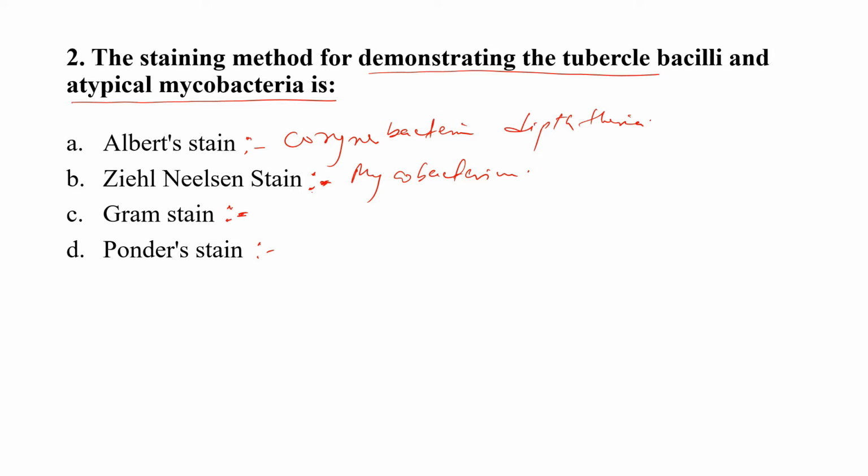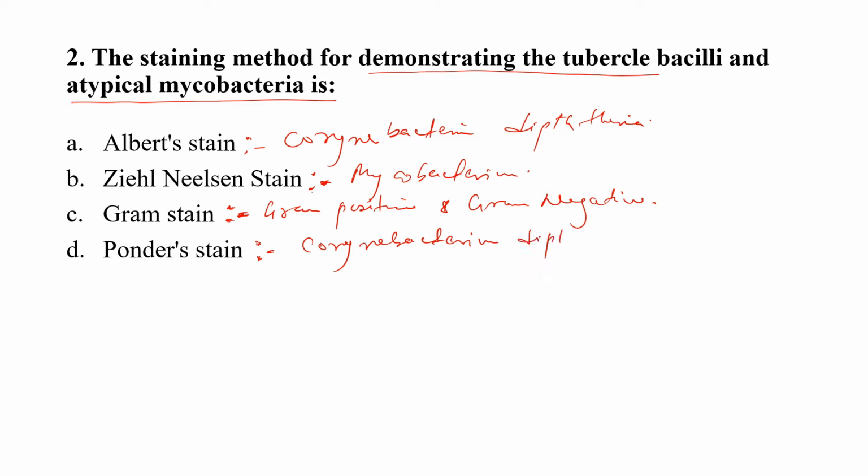Gram stain is used to identify or demonstrate between gram positive and gram negative bacteria. And Ponder stain is also used to demonstrate Corynebacterium diphtheriae. So the correct option here is option B, which is Ziehl-Neelsen stain or ZN stain.